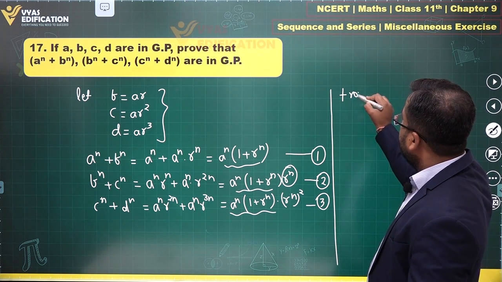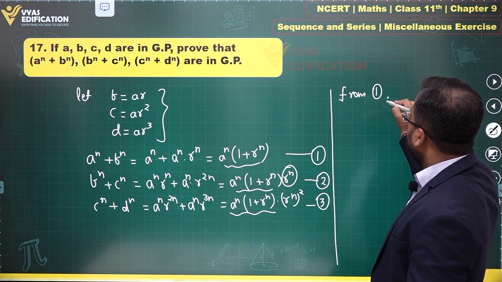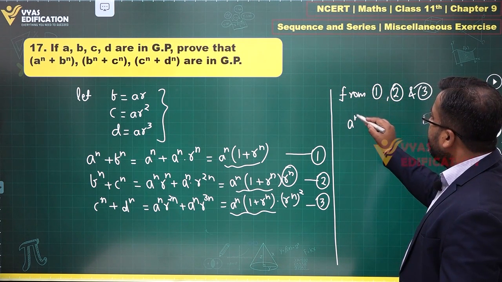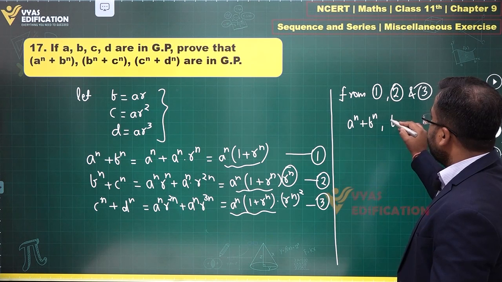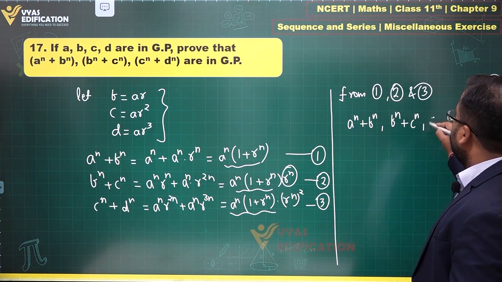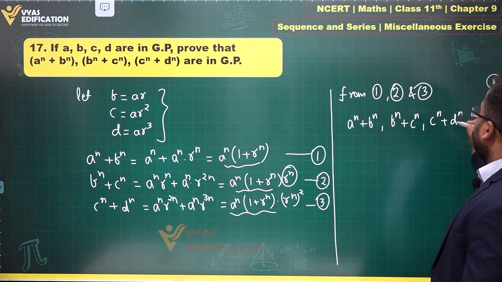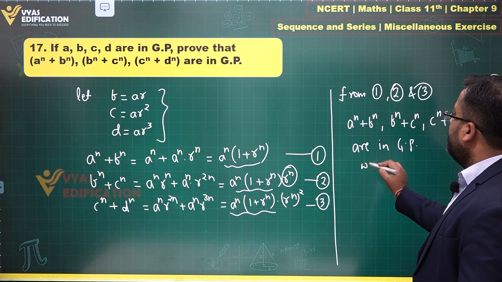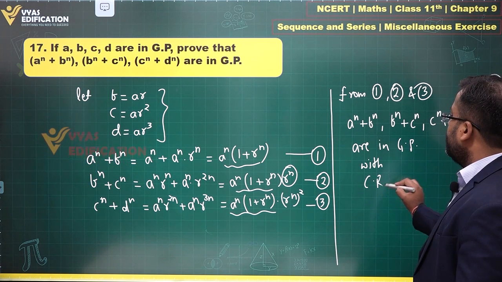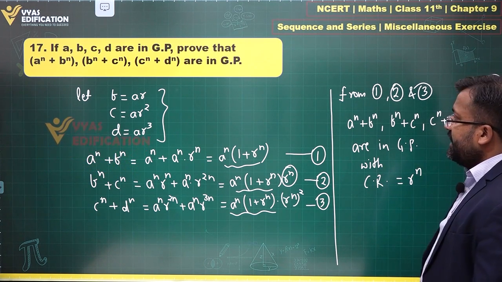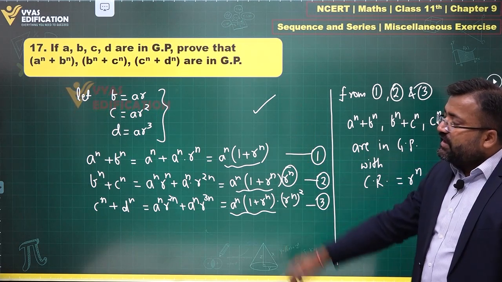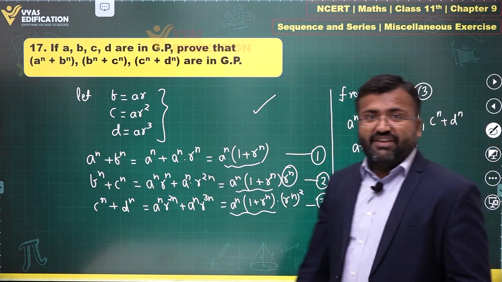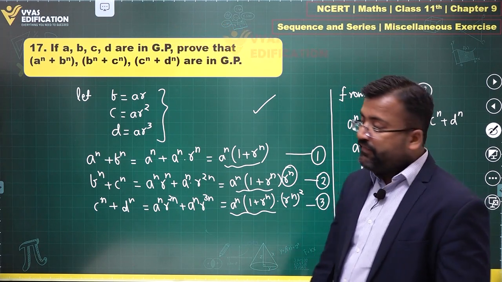From 1, 2 and 3, the terms A^n + B^n, B^n + C^n, C^n + D^n are in GP with common ratio equal to R^n, where R is the common ratio of the original given GP. That's what you can observe, right? Okay, that's question number 17 for us, and that's a complete proof of this.